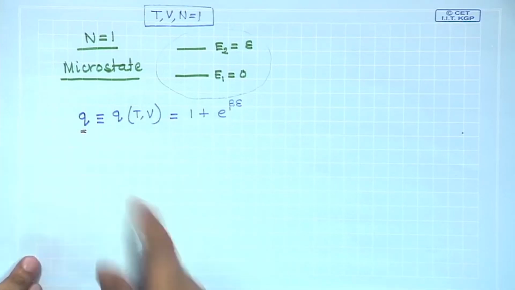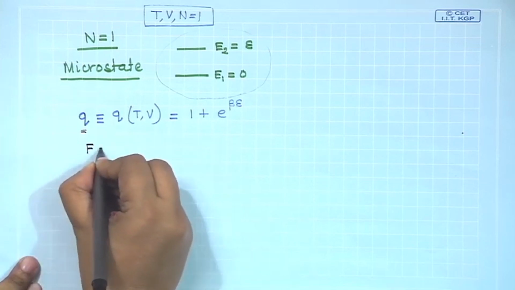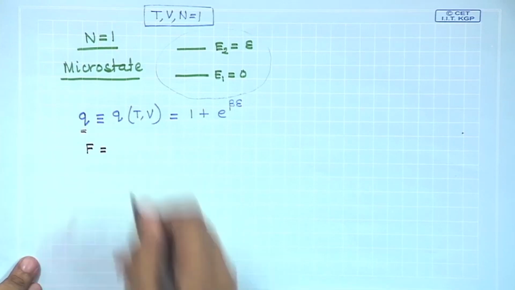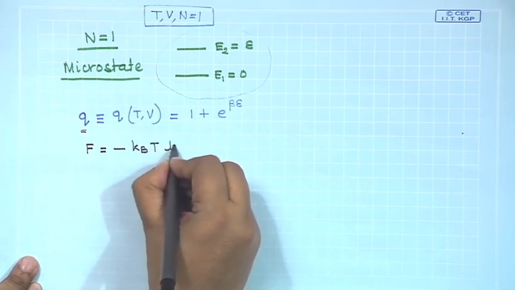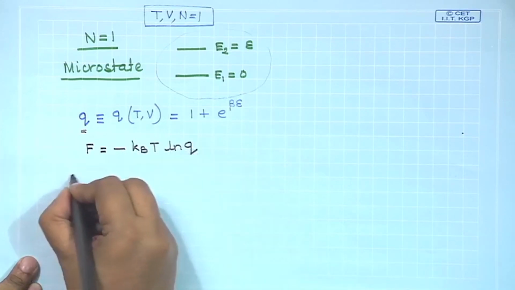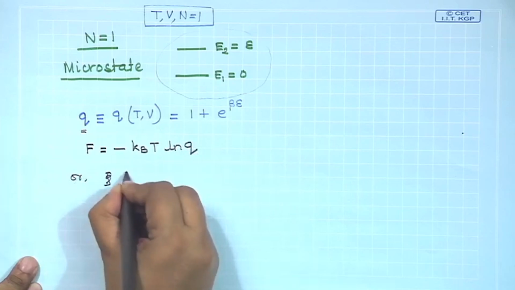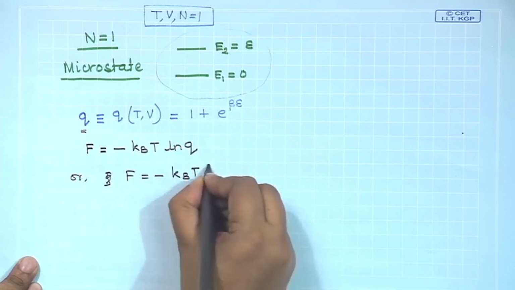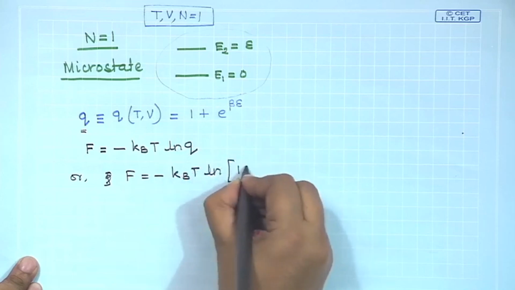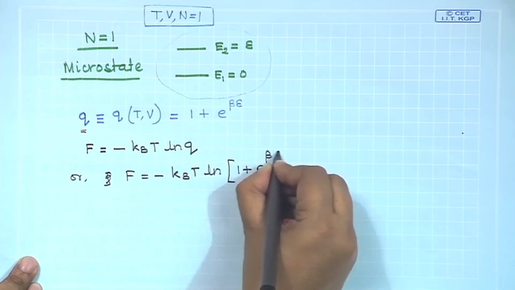Now, what is the Helmholtz free energy for this system? That is obviously going to be minus kBT ln Q, or F is going to be equal to minus kBT ln (1 plus e to the power of beta epsilon).